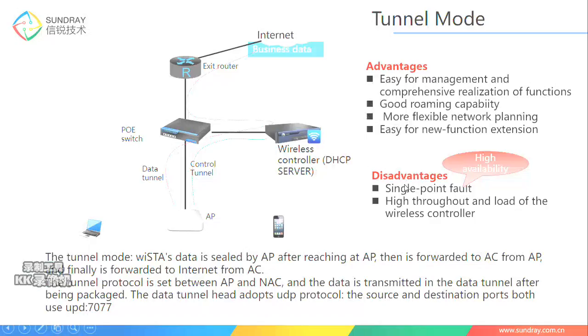And the disadvantage is that because all the traffic will go back to the controller, it will have a high load for the controllers. So we have to calculate the total throughput of the controllers, in case of a single point of failure. For this one, we can use two controllers in active standby. So if one goes down, the other one will be the backup. So this is the tunnel mode.